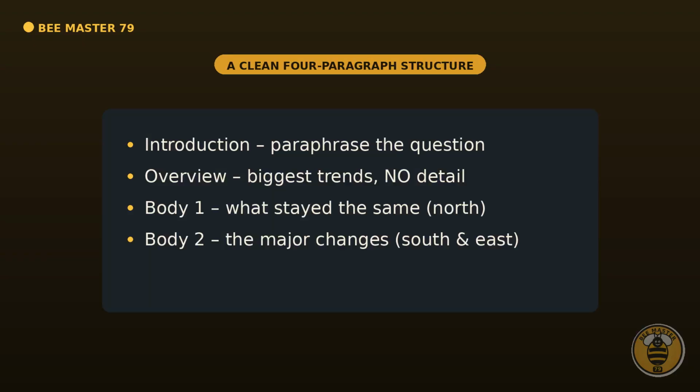That gives us a clean 4-paragraph plan: an introduction that paraphrases the question, an overview of the biggest trends with no detail, a first body paragraph on what stayed the same in the north, and a second body paragraph on the major changes in the south and east.